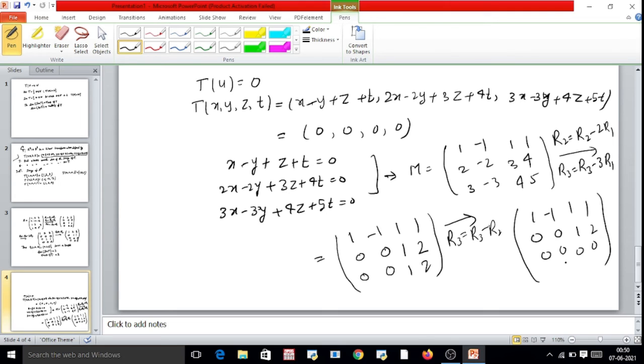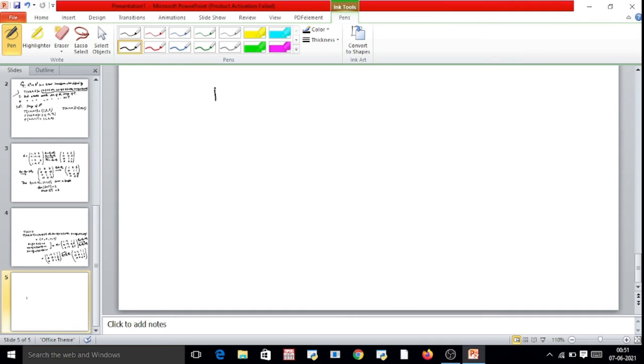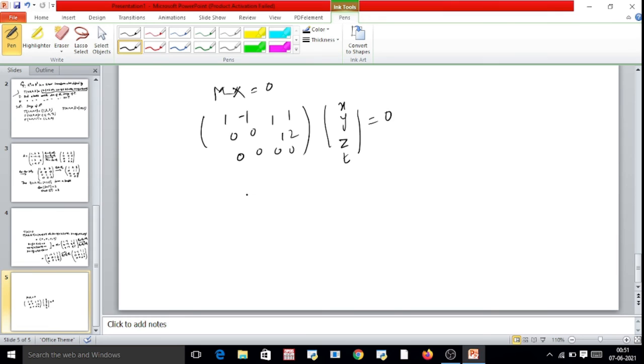So from here we have two independent variables among 4. So from above, Mx is equal to 0, and the reduced form of M is 1 -1 1 1, 0 0 1 2, and then 0 0 0 0, and x is (x, y, z, t) is equal to 0. So from here we get two equations: x - y + z + t is equal to 0, and z + 2t is equal to 0.